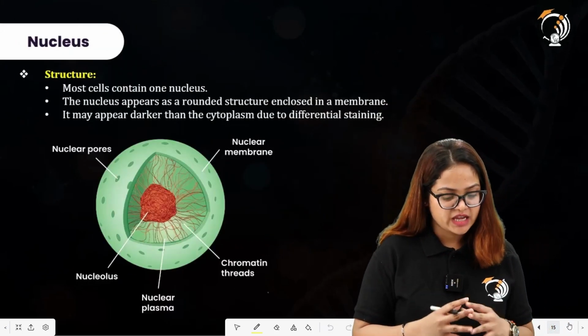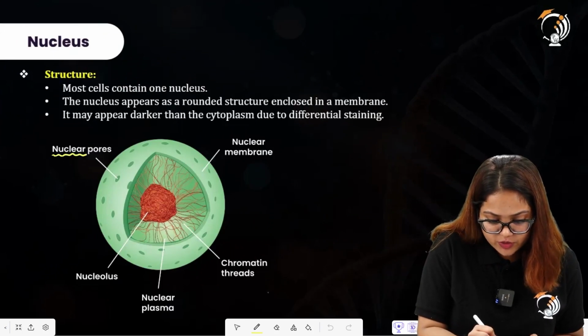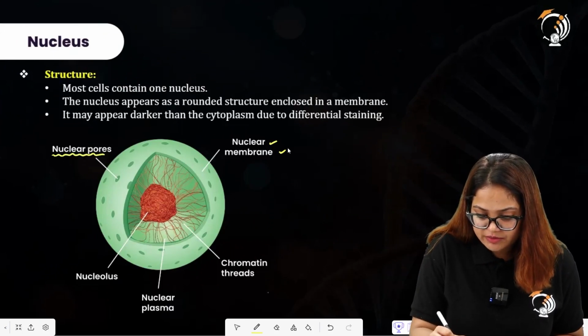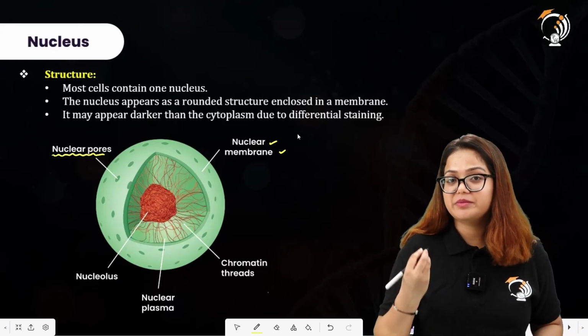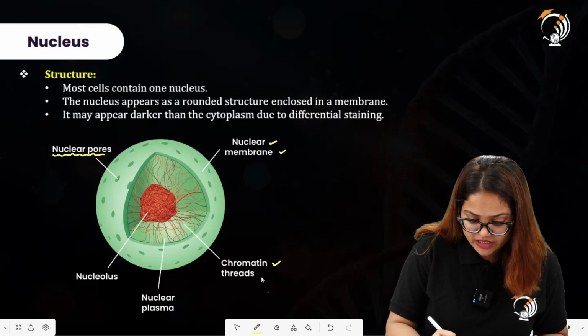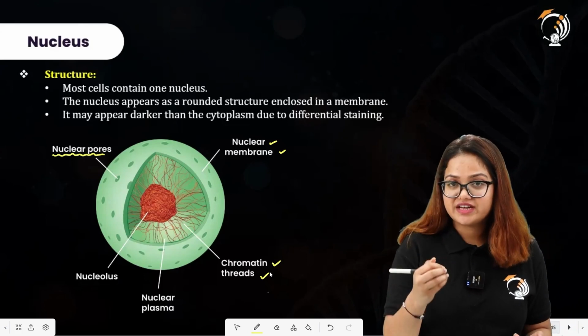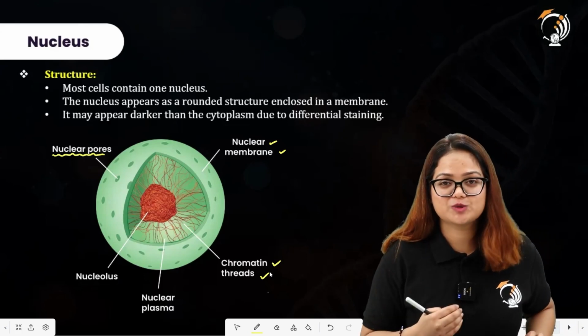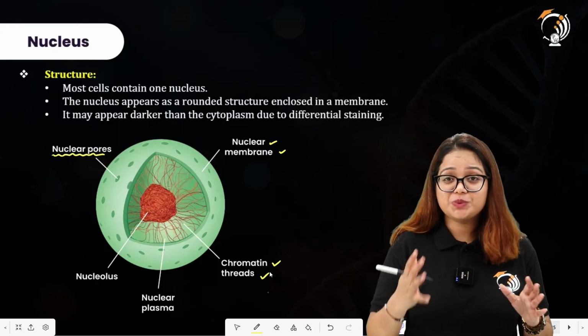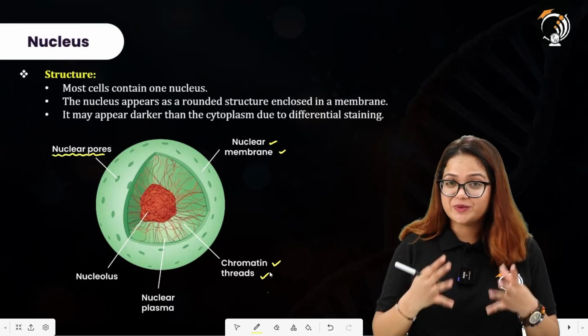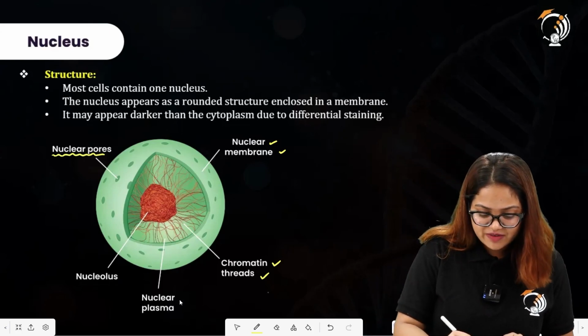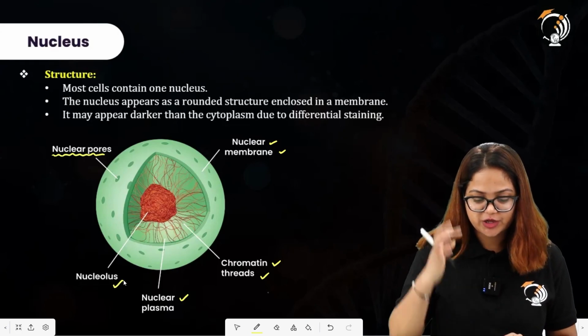These are the nuclear pores here. Then we have the nuclear membrane. So the nucleus has a double membrane. All right, we have the chromatin threads here. The chromatin threads are condensed to form the chromosomes, which can only be seen during the cell division of a cell. All right, we are going to study about that also. Then we have nuclear plasma, there is nucleolus also.